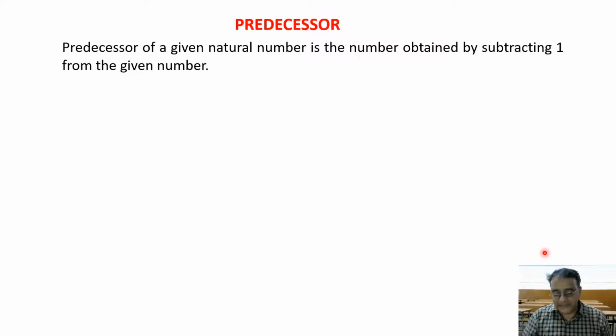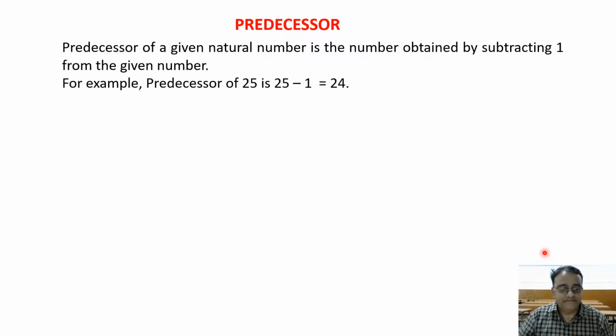So predecessor of a natural number is the number obtained by subtracting 1. अगर कोई भी number पे हम लोग -1 करते हैं तो we will get the predecessor of that number, right? For example 25. So 25 minus 1 is 24. So 24 is the predecessor of 25.